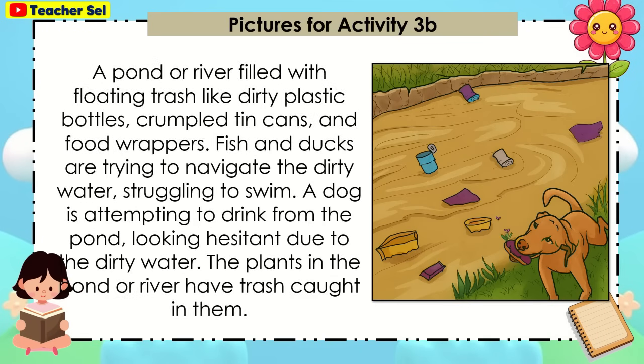Here are the pictures for Activity 3B. A pond or river filled with floating trash like dirty plastic bottles, crumpled tin cans, and food wrappers. Fish and ducks are trying to navigate the dirty water, struggling to swim. A dog is attempting to drink from the pond, looking hesitant due to the dirty water. The plants in the pond or river have trash caught in them.